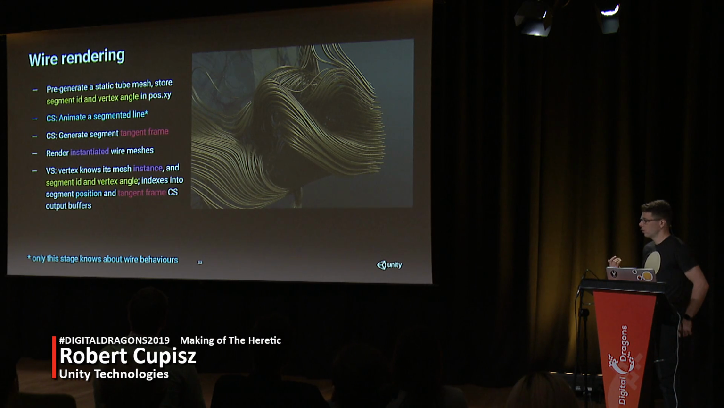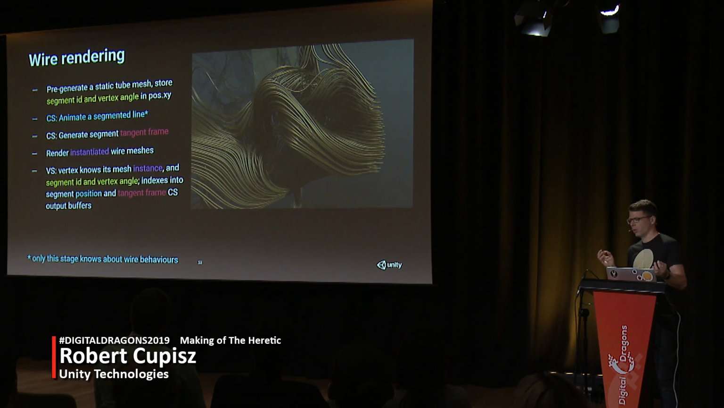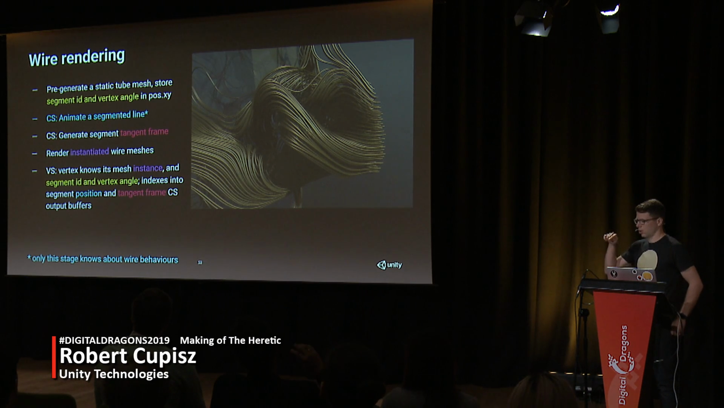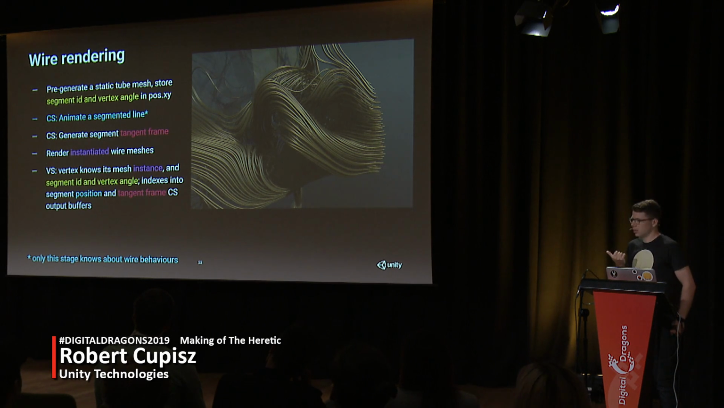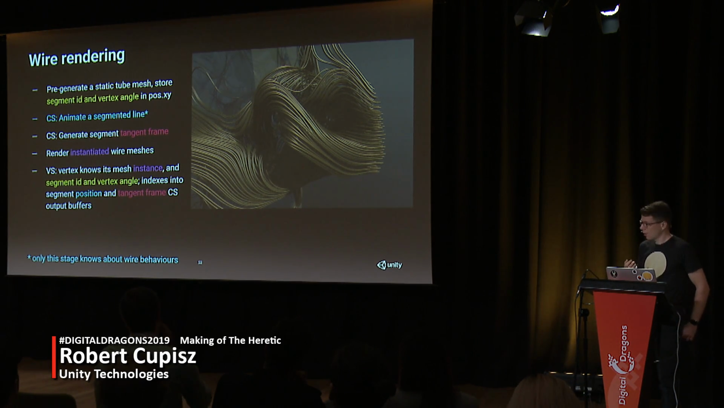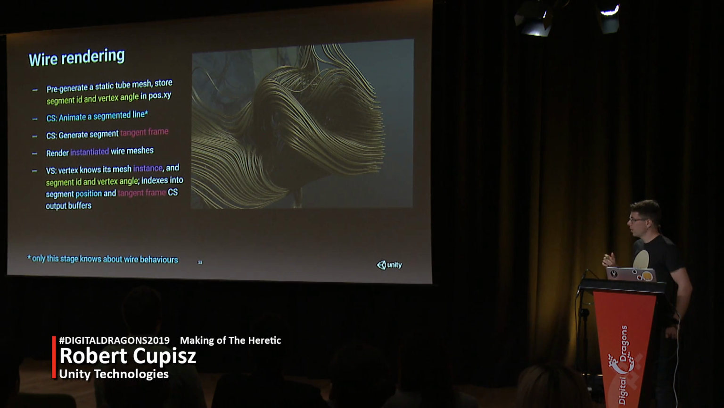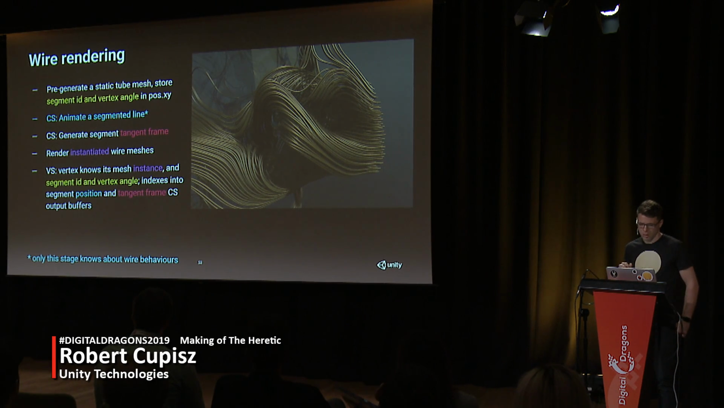The way the wire rendering works is that initially we pre-generate a single tube wire mesh, and in its data it stores the segment ID and where around the ring the given vertex sits. Then every frame we run a bunch of animation compute shader kernels, and these basically run a thread per wire, iterate over the wire and try to satisfy all the constraints. The next stage is based on the buffer from the previous stage. This one just generates the tangent frame for every position of every segment.